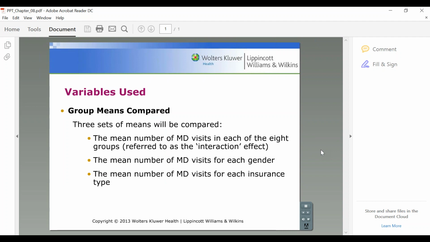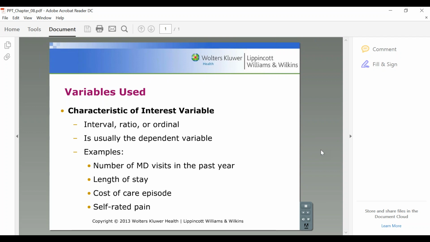So the 3 sets of means will be compared, which are the mean number of visits in each of the 8 groups. We'll call this the interaction effect. I'll explain that in a minute. Then the mean number of visits for each gender and the mean number of visits for each type of insurance. Okay. The characteristic of interest, usually in this case it will be our dependent variable, and our dependent variable in this case would be the number of visits. So this is basically our outcome variable.